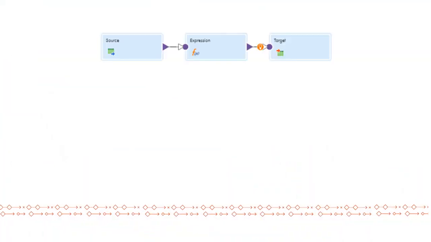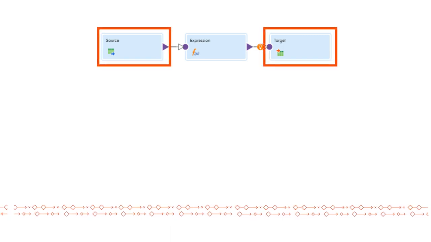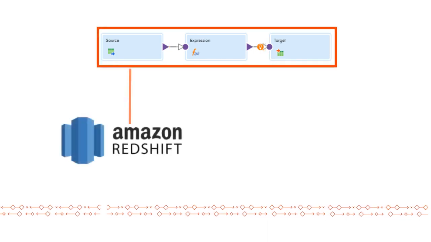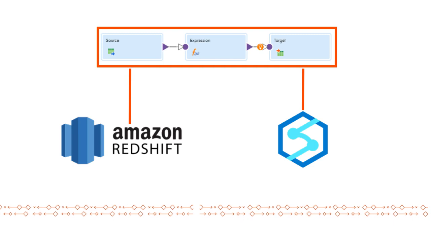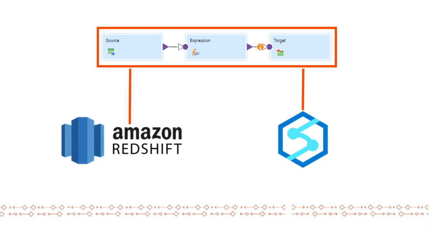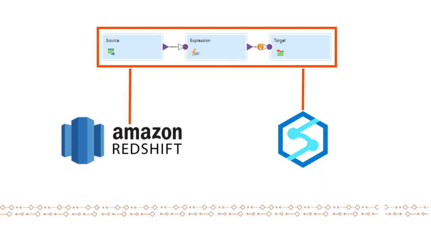For example, you can create a mapping with parameterized sources and targets, and then configure a dynamic mapping task with jobs to run the mapping using different cloud storage systems. One job can run the mapping on data files stored in Amazon Redshift, and another job can run the mapping on files in Microsoft Azure Synapse SQL.